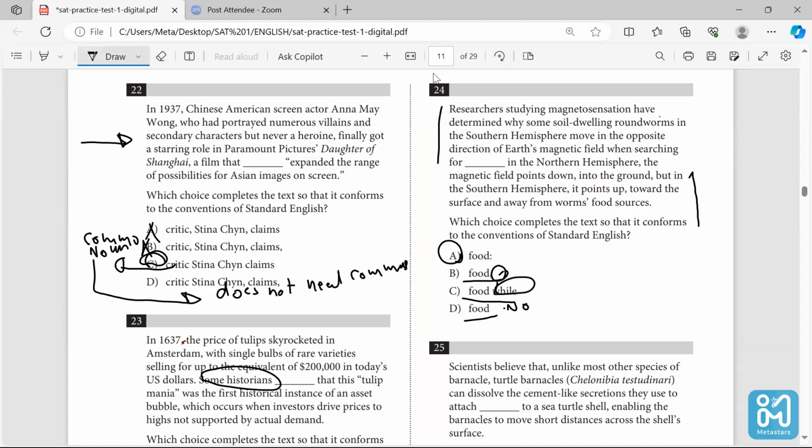While is a subordinate clause, it starts a subordinate clause, and it cannot connect the two independent clauses. Okay, 25.